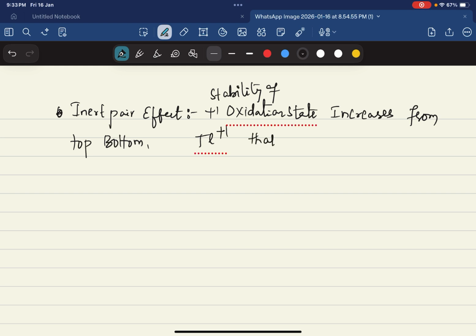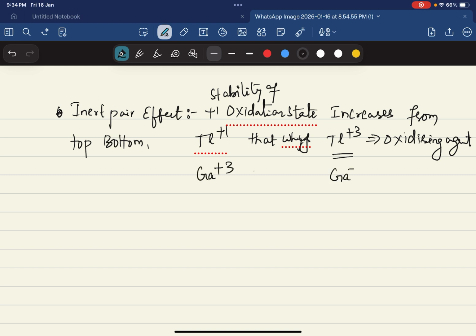That's why Tl +3 behaves as an oxidizing agent. Oxidizing agent means it undergoes reduction and is converted into +1. But for the remaining elements like gallium, +3 is more stable, so +1 is less stable. That's why they behave as reducing agents. These are important areas to ask questions. And coming to the next one.